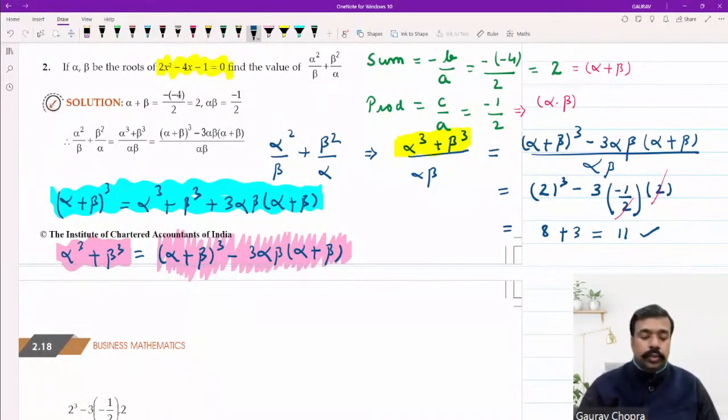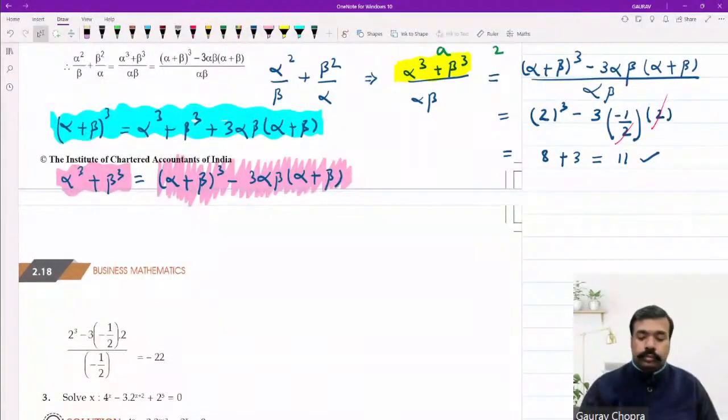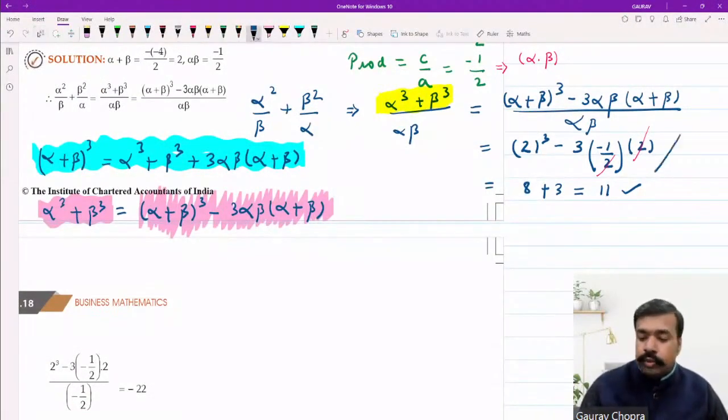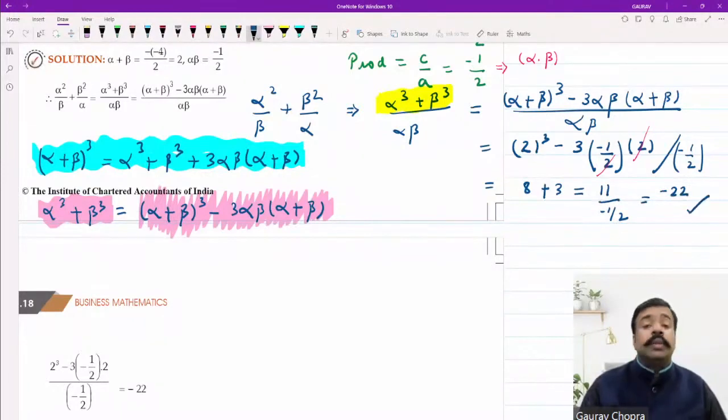It will be equal to 11. But now we have to divide with the denominator, which is alpha by beta. So we are dividing it with minus half. So it will become minus 22. So minus 22 will be the perfect answer. Minus 22. So this is the required answer. Okay.